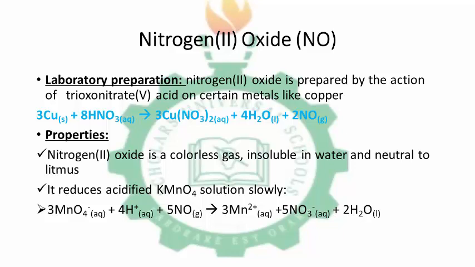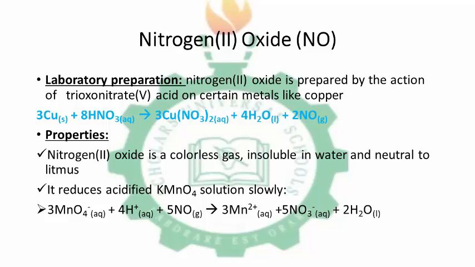Now, nitrogen 2 oxide is prepared by the action of trioxonitrate 5 acid on certain metals like copper. Now, if we check our previous lecture on trioxonitrate 5 acid, if you check the chemical property, you can see that copper reacts with cold dilute trioxonitrate 5 acid, the cold form of trioxonitrate 5 acid, to liberate nitrogen 2 oxide gas. Please, you can read further on the reaction of trioxonitrate 5 acid on copper in our last lecture. Now, to the properties of nitrogen 2 oxide.